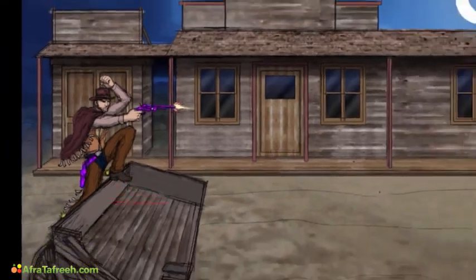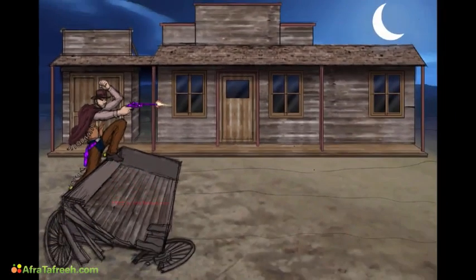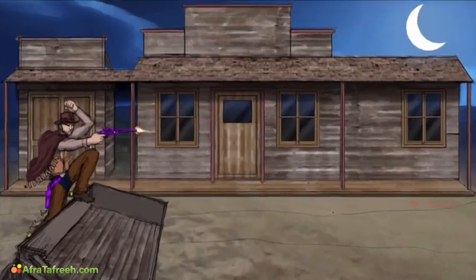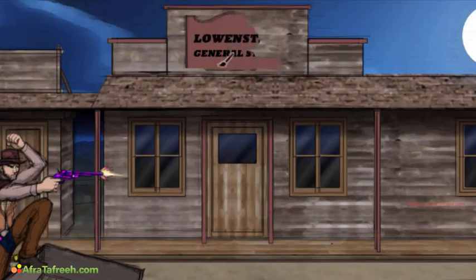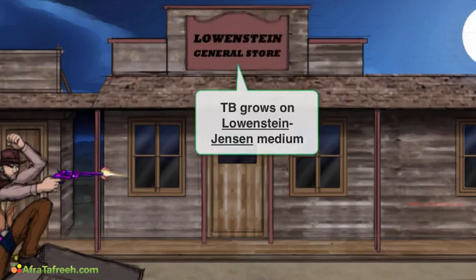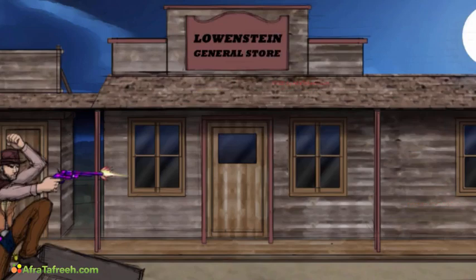TB cultures very slowly, requiring anywhere from 2 to up to 6 weeks for growth. They also require a special growth medium, which is called the Lowenstein-Jensen medium, and it's composed of starch, egg, and other ingredients we don't need to know that inhibit the growth of other bacteria that may be present in a patient's sputum. To help you remember the special agar, we're going to name our building here the Lowenstein General Store, for Lowenstein-Jensen. I think it really does sound like an old Western store.